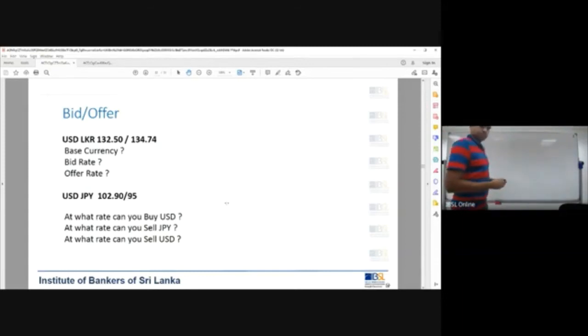First one is US dollar LKR, 132.50 and 132.74. Right. So the exchange rate is more than 1, therefore the base currency is strong, which means the US is strong. Base currency is the dollar, right? Currency first is the base currency. Bid is 132.50, offer 134.74. Yeah. Base.